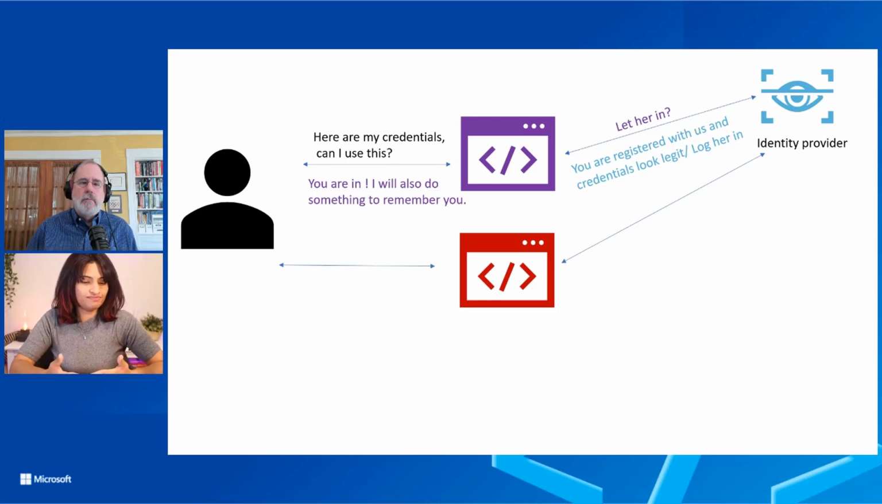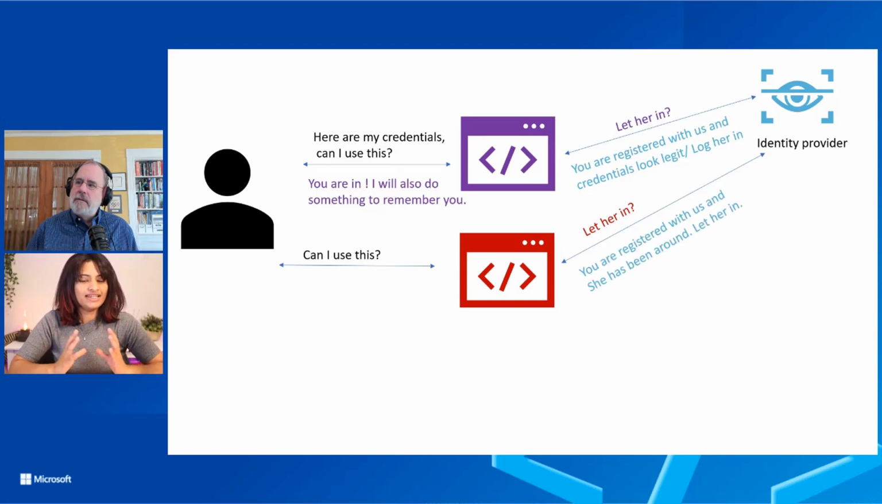Now, another application. The user is again trying to log into this application, which is also registered with the same identity provider. In this case, the application again checks with the identity provider, and the identity provider asks, "Application, who are you?" It sees that it is registered, and it also sees that this person has logged in before. We did some trick where we remember this person logged in, so it says, okay, let her in, and the application, without prompting for credentials, logs that person in. So this is generally what it means to have single sign-on in your application.